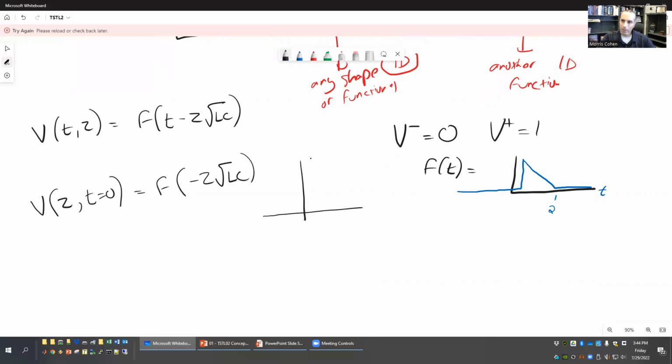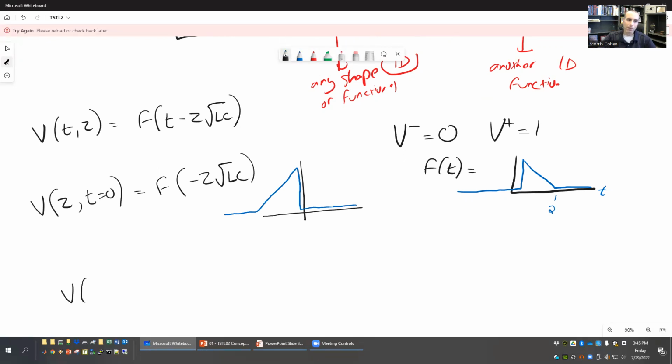The negative sign right here, this negative across the z, is going to take this function and flip it. It's going to mirror image it. And the square root of LC is just going to squash it or stretch it. So that function is going to look like this. It's going to be 0. Right when it crosses 0, it's going to jump up, and it's going to fall back down, and then flatline. Let's start with that. All right, so now next question is what happens a little bit of time later?